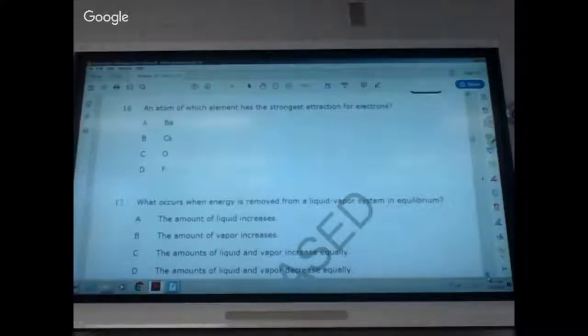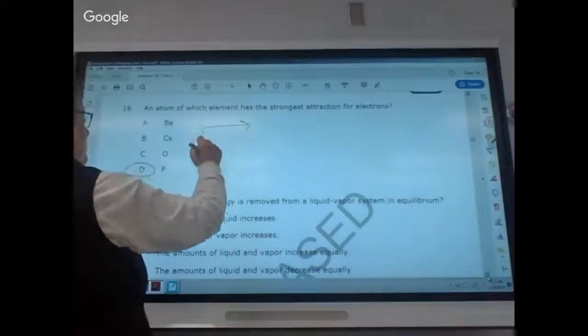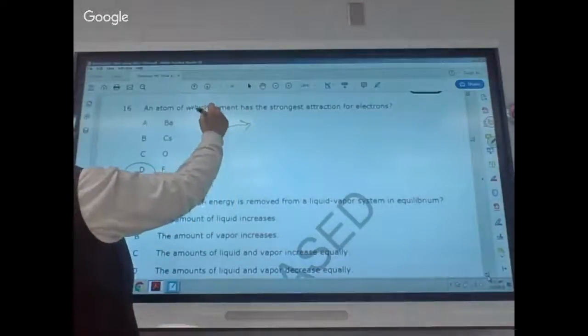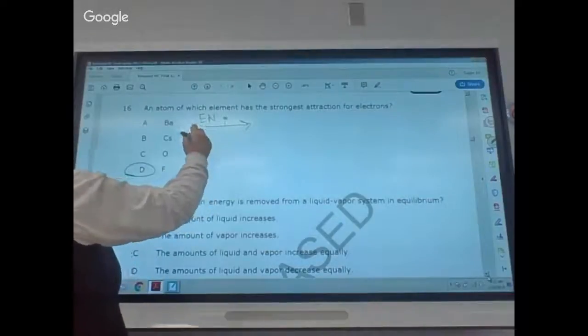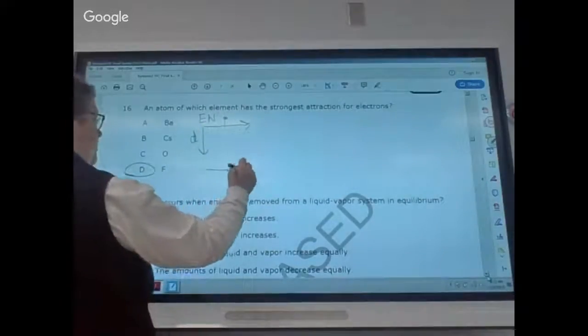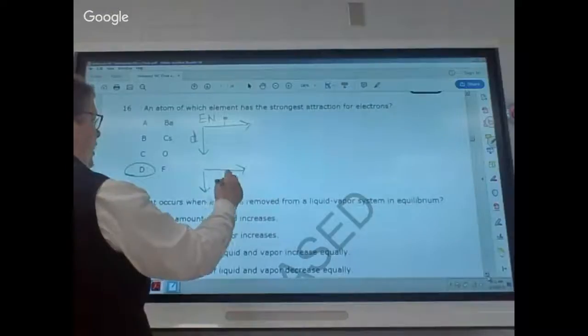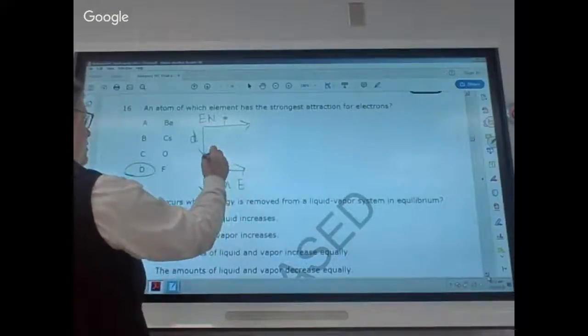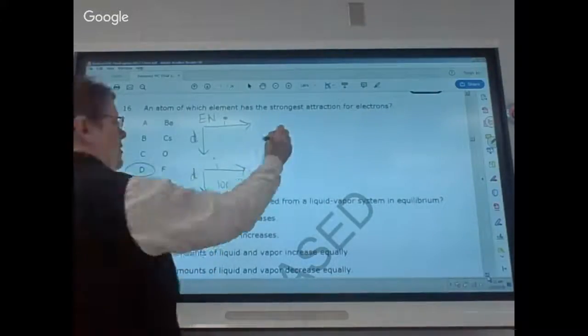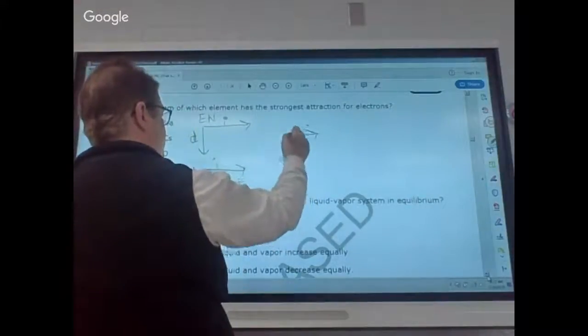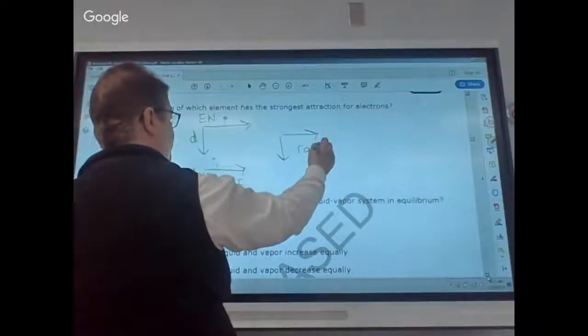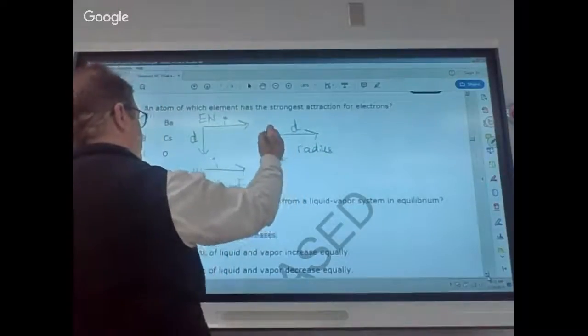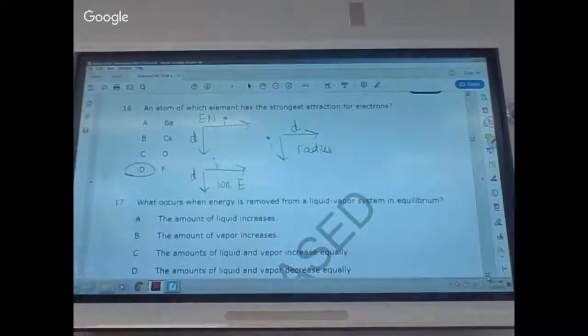Strongest attraction for electrons. I had this in the opening the other day. This one should be an easy one based on that. F is right. This was electronegativity. So it increases and decreases. Ionization energy increases, decreases. Radius decreases, increases. Make sure you know those basic ones.